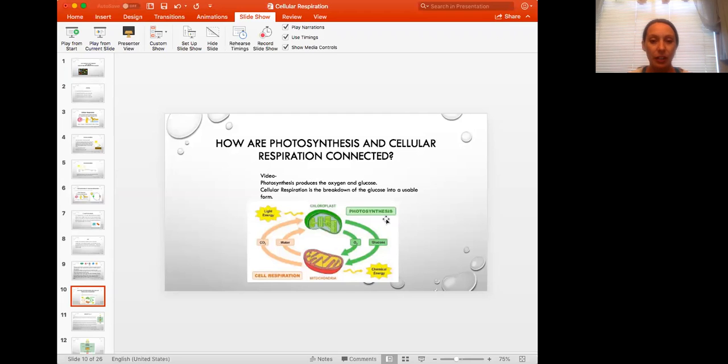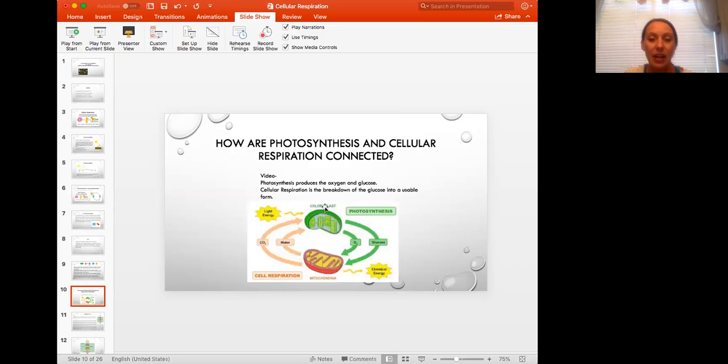Okay, so here you can see in this little diagram, we get photosynthesis. We've got carbon dioxide, we've got water, we've got light energy meets the chloroplast, where that energy is absorbed. Photosynthesis takes place. What we get is oxygen and glucose. That goes to the mitochondria of our cells, and that's where the energy that we can use, ATP, is created. And then, of course, the waste products from cellular respiration are water and carbon dioxide, which the plants then use.